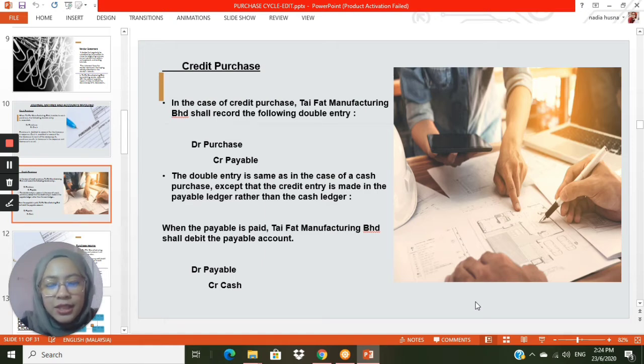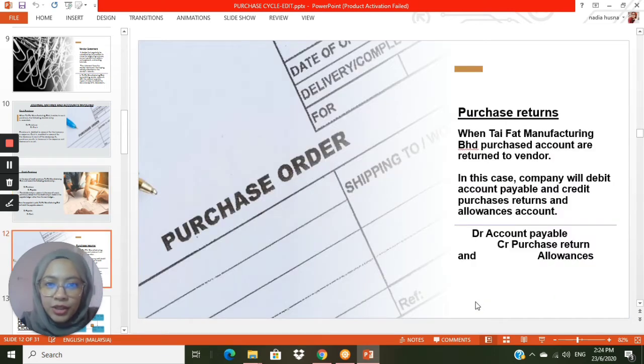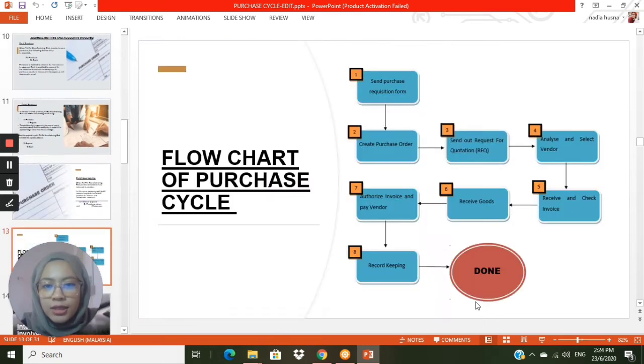It is the same as a cash purchase, but they are using accounts payable, so it will debit purchase and credit accounts payable. When the payable is being paid, it will debit accounts payable and credit cash. The third journal entry is when Thai Food Manufacturing Berhad returns purchases to the vendor. It happened because there was a duplicate record. So it will debit accounts payable and credit purchase returns and allowances.